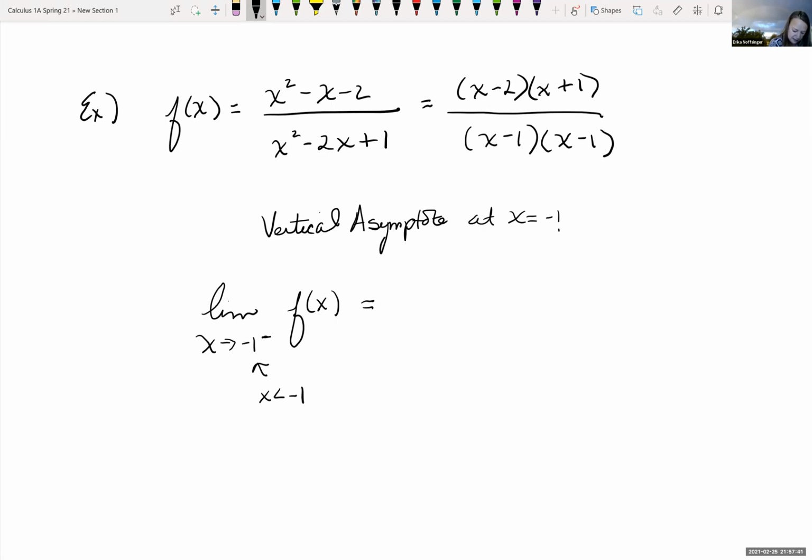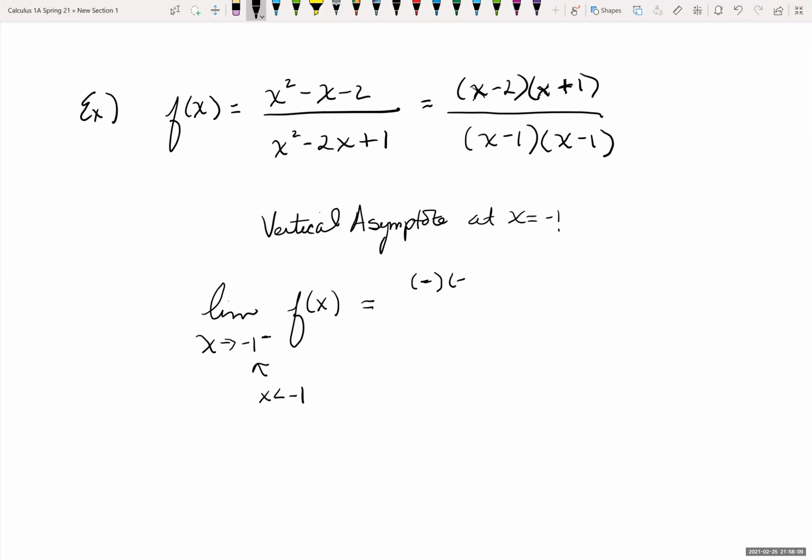So let's think about this. If I plug this negative number into x minus 2, that's negative, so that piece of my numerator is negative. If I choose a number less than -1 and plug it into my x plus 1 value, something smaller than -1 is going to make this piece negative.